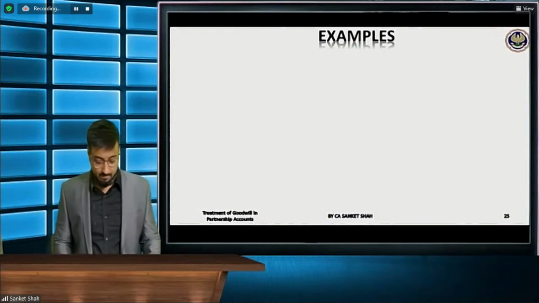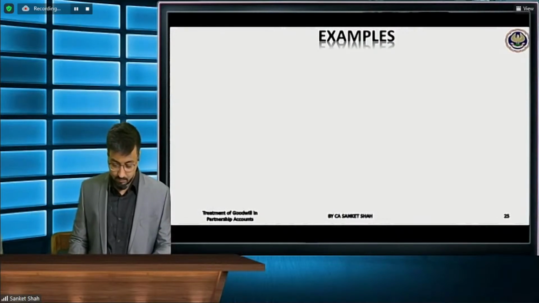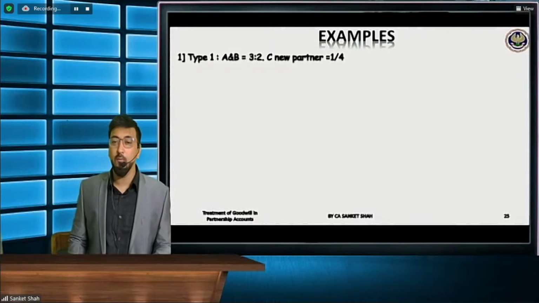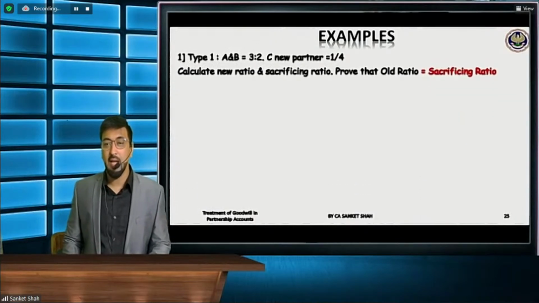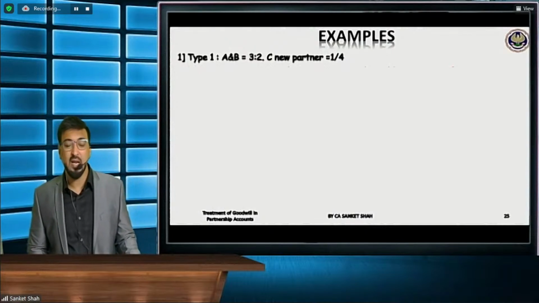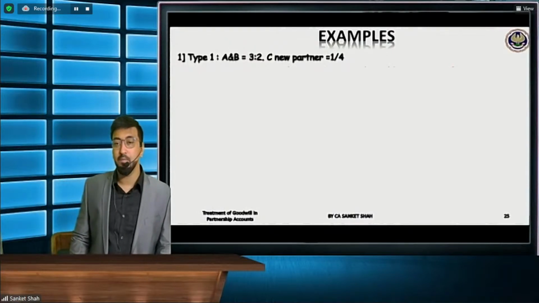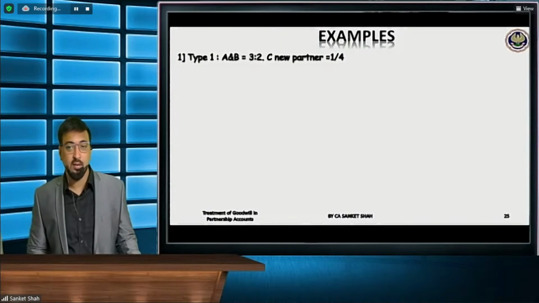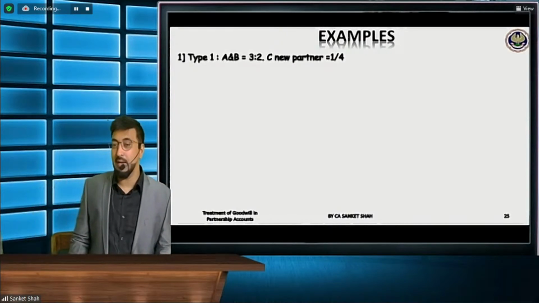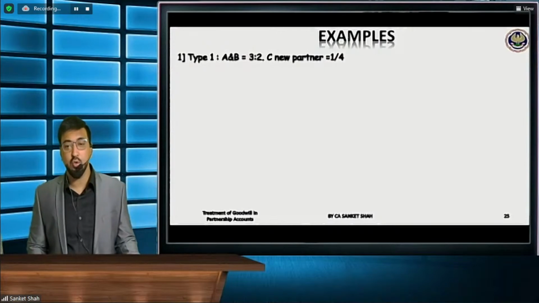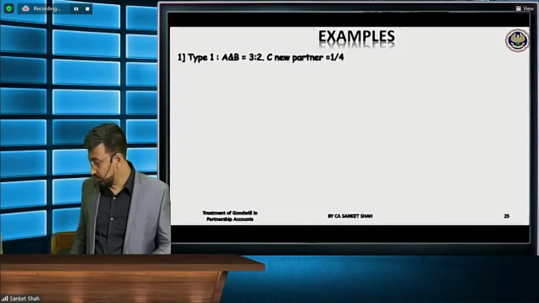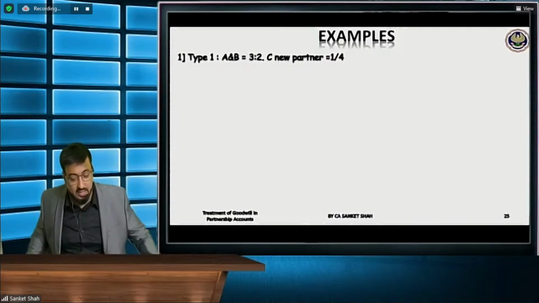Examples. Write down example type 1, and I'm giving you 3 to 4 minutes. Calculate new ratio. Let's see how many of you can do this. Type 1: A and B are in ratio 3:2, C is a new partner. Calculate new ratio and sacrificing ratio.